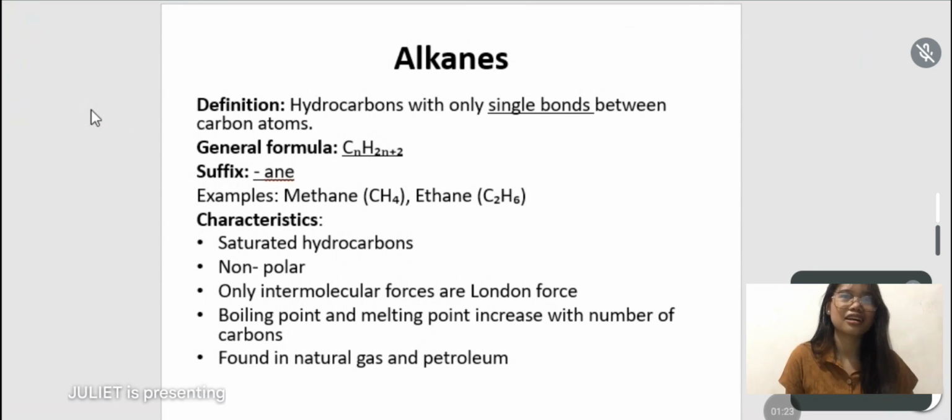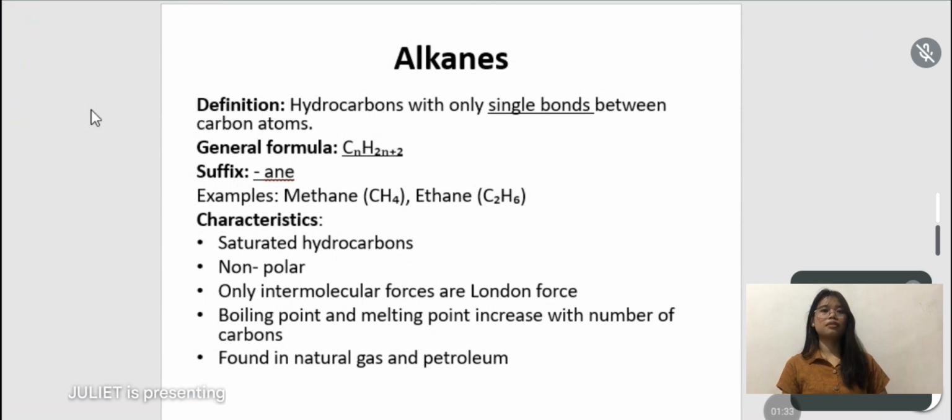Let's proceed to the characteristics: saturated, non-polar, and the only intermolecular forces are London forces. Boiling point and melting point increase with the number of carbons. Found in natural gas and petroleum.